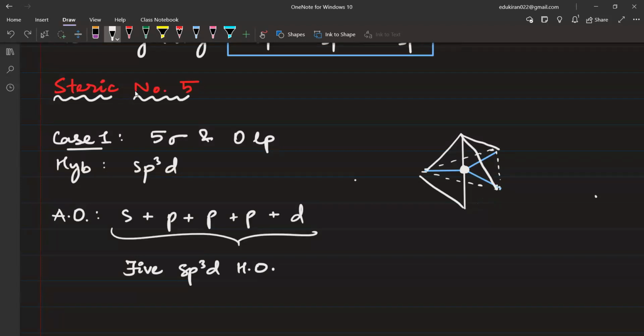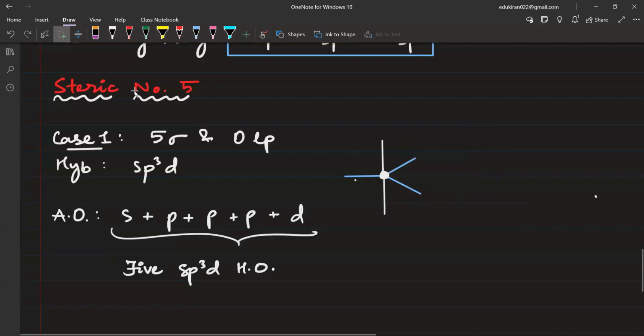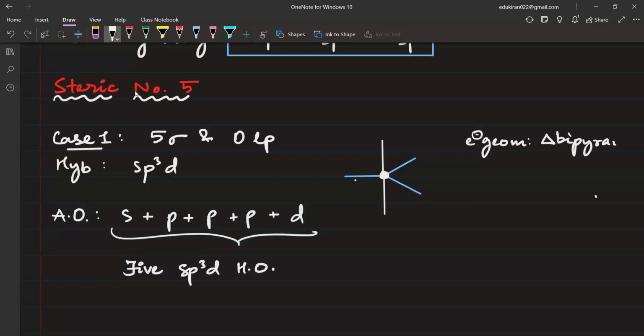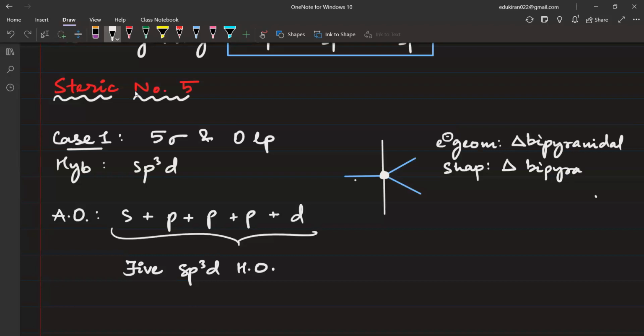Right, guys? So this is a structure which is known as triangular bipyramidal. We have a triangular base, and there are 2 pyramids which we can make. So the electronic geometry is known as triangular bipyramid. Electronic geometry: you'll write triangular, then bipyramidal. And the shape here will also be triangular bipyramidal.